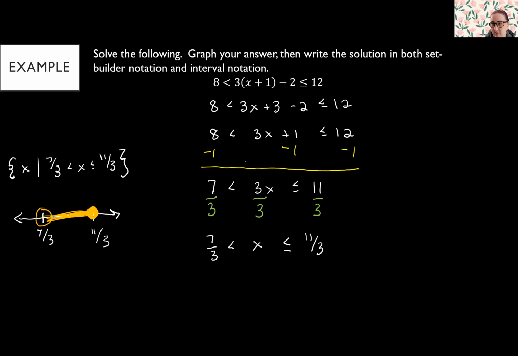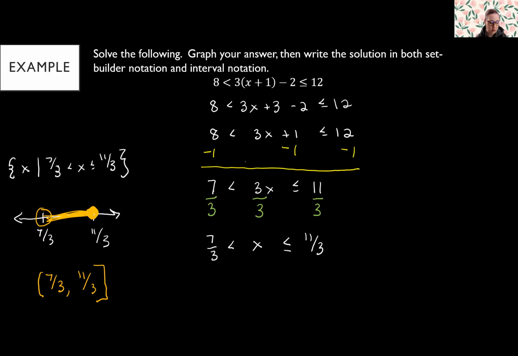And then when we make this an interval notation, the open circle is a parenthesis facing the shading. And then the closed circle is a bracket facing the shading. So we got parenthesis, 7/3, comma, 11/3, and then bracket.